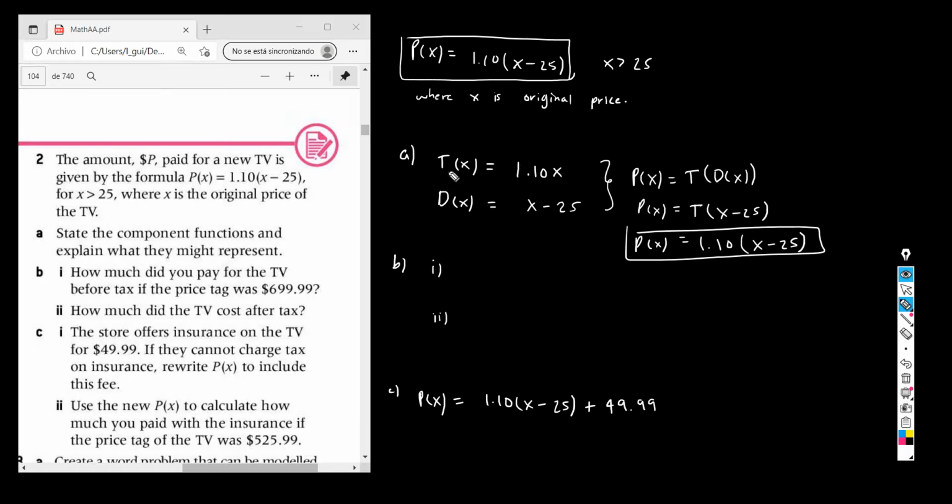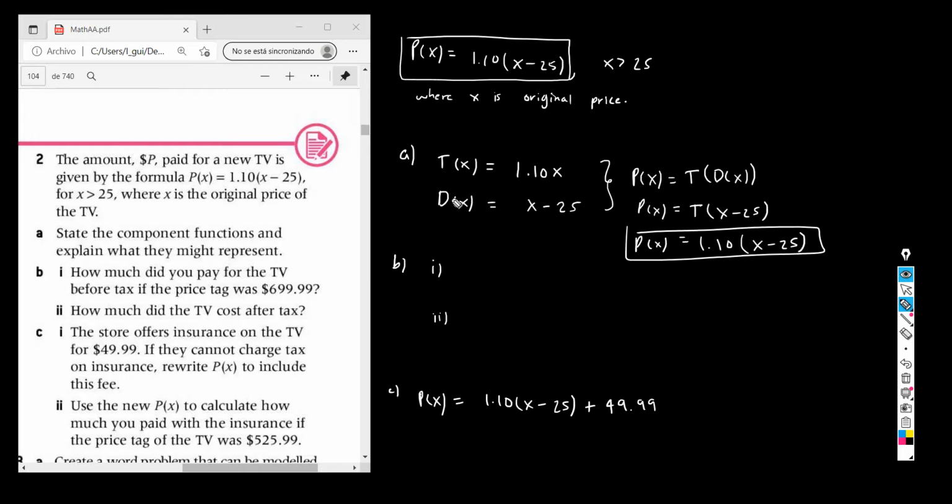Now, do they have to be called t and d? No. The name of the function makes no difference, guys. You could have called them f and g or whatever. It makes no difference. Okay, and then the second thing that they ask me is this: explain what they might represent. In this second question, you have freedom to interpret what these things could mean.